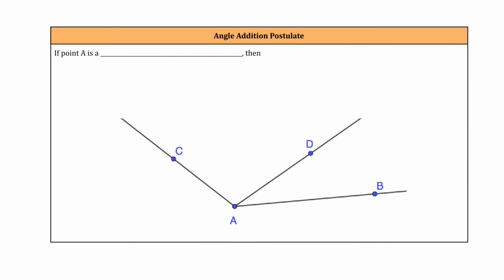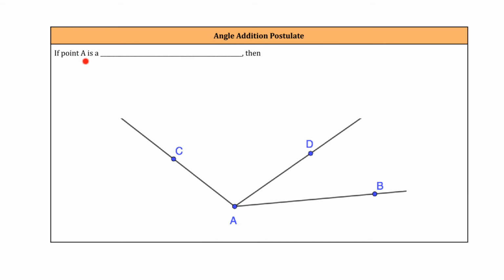Okay, so there is one other item that we need to cover in this section, and that is the angle addition postulate. This is very similar to the segment addition postulate, where if you have two parts of a segment, you can add them together to get the entire length of the whole segment. So this is very similar. So first, let's complete this sentence.